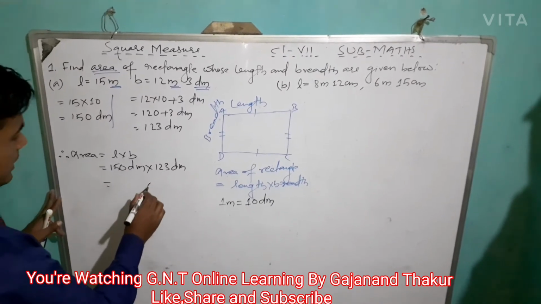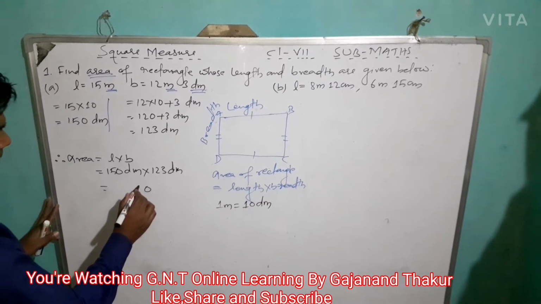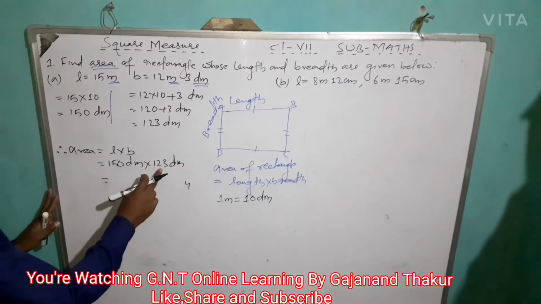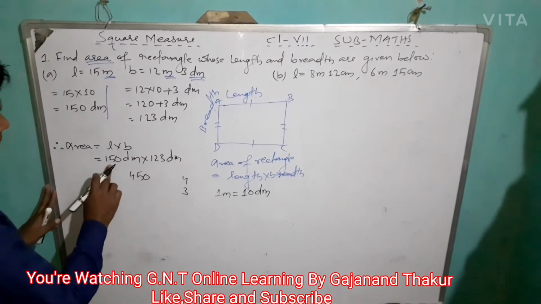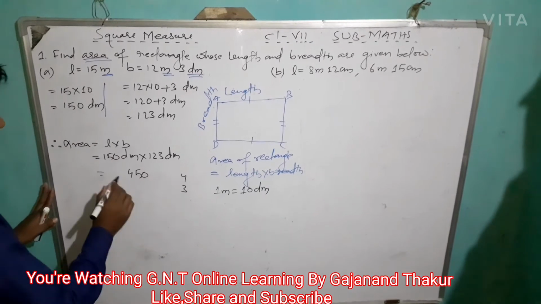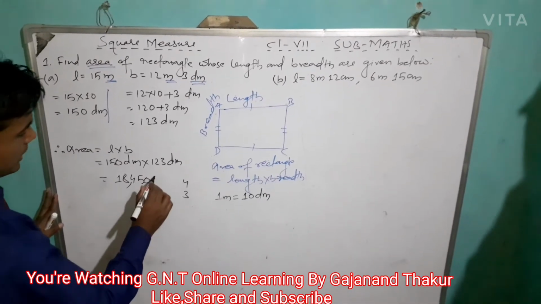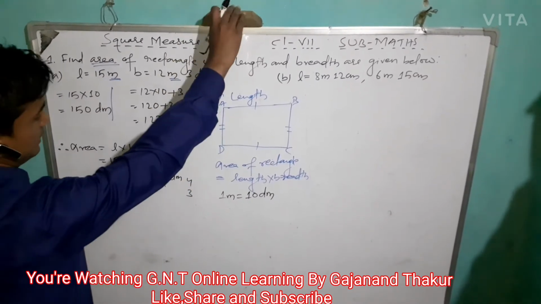We put a 0 here. 15 threes are 45, write 5, carry 4. 15 twos are 30, plus 4 is 34, write 4, carry 3. 15 ones are 15, plus 3 is 18. We get 18,450 square decimeter.